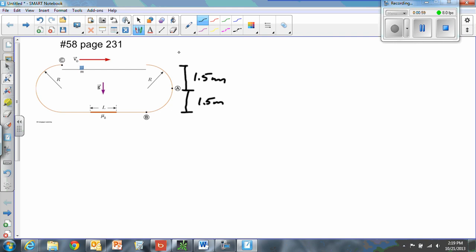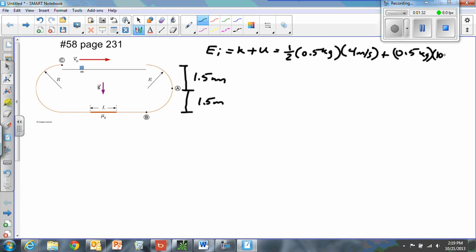And so the initial total energy of this thing is going to be kinetic plus potential. So it's going to be 1/2 times 0.5 kilograms times how fast is it moving, 4 meters per second, plus 0.5 kilograms, that's mgh, times 10 meters per second squared, times 3 meters, because 1.5 plus 1.5 is 3 meters.